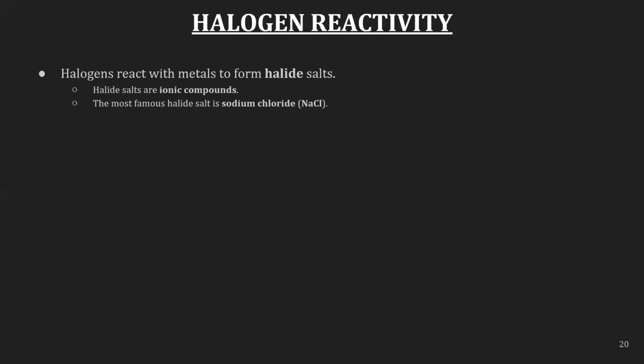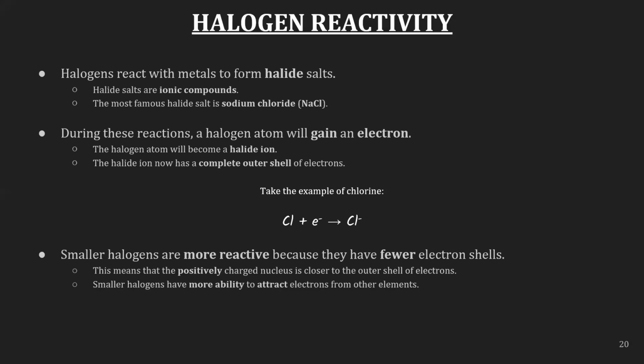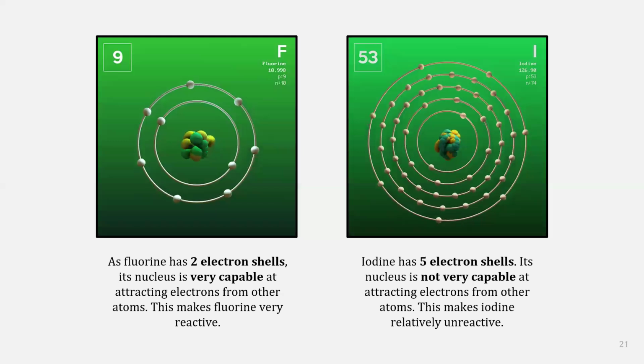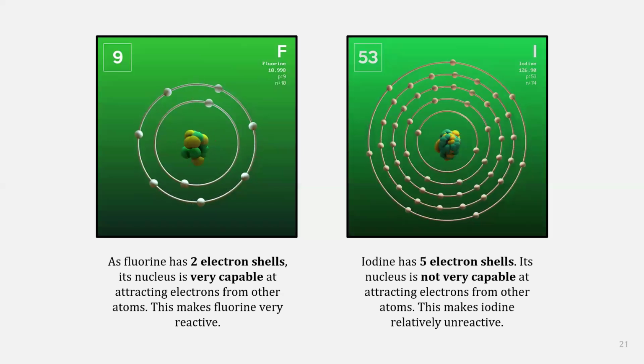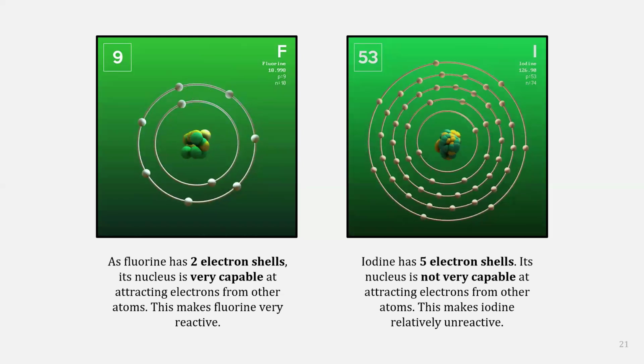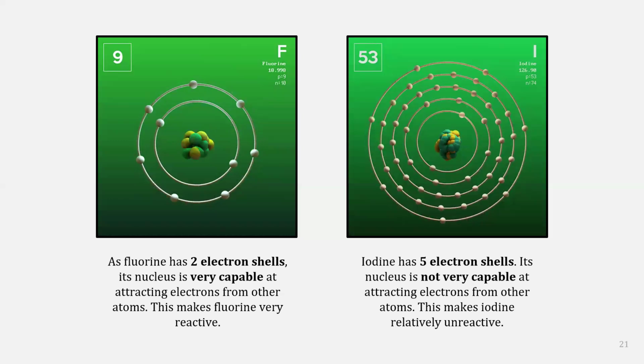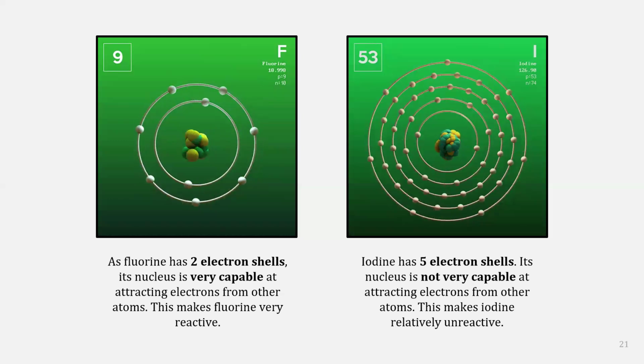Halogen reactivity. They have a tendency to form salts. They are non-metals. They have a tendency to gain electrons. If you go down the series, reactivity decreases. Look at this. Fluorine has two electron shells. Its nucleus is very capable of attracting electrons from other atoms. This makes fluorine very reactive.